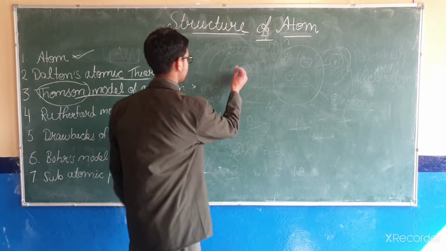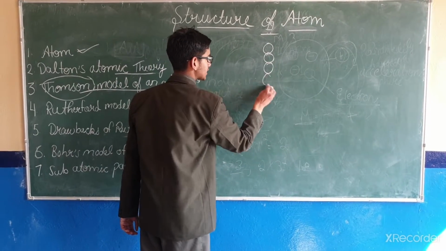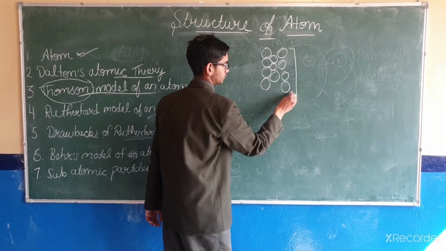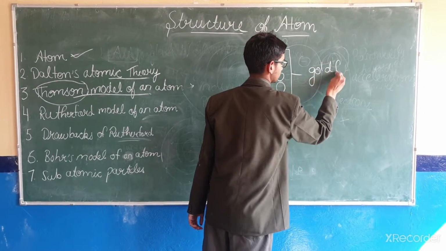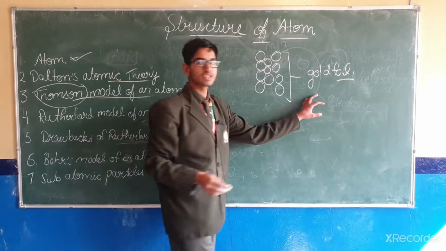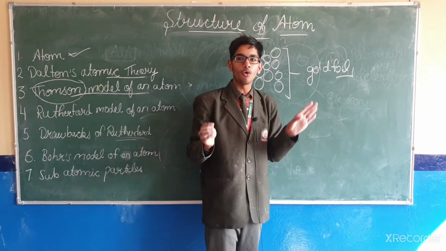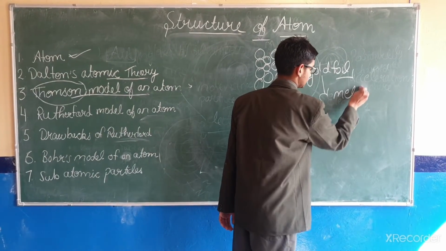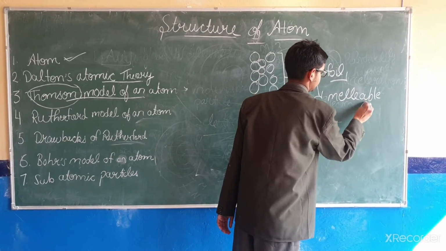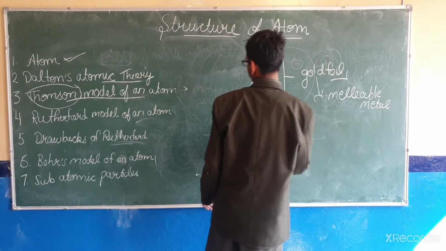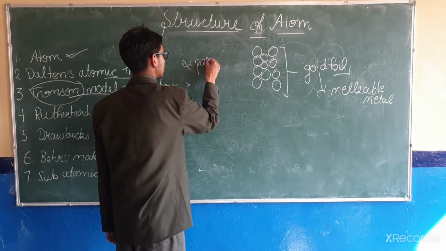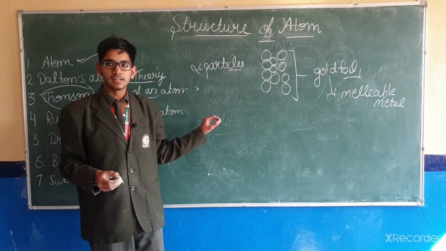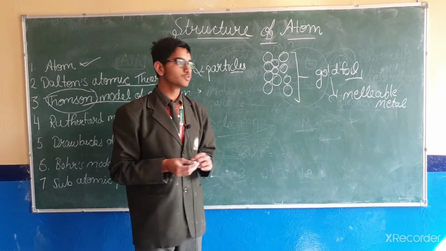In alpha scattering experiment, Rutherford chose a gold foil. Why did he choose a gold foil? Because he wanted to choose a foil which is highly malleable, and gold is a highly malleable metal. And what are alpha particles? Alpha particles are doubly charged ions of helium whose mass number is 4 unified.